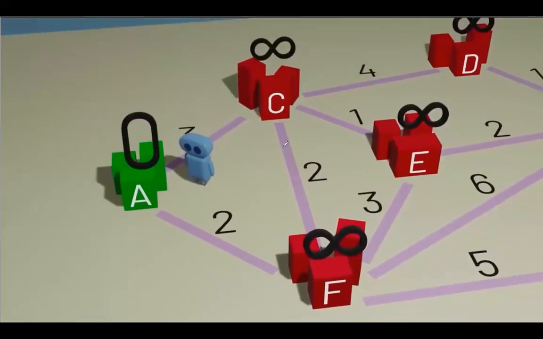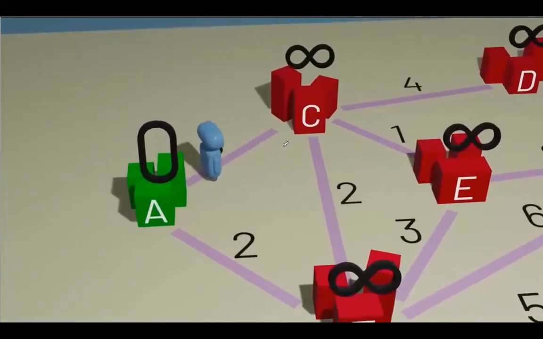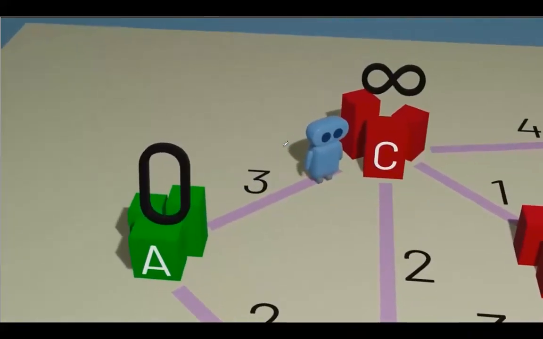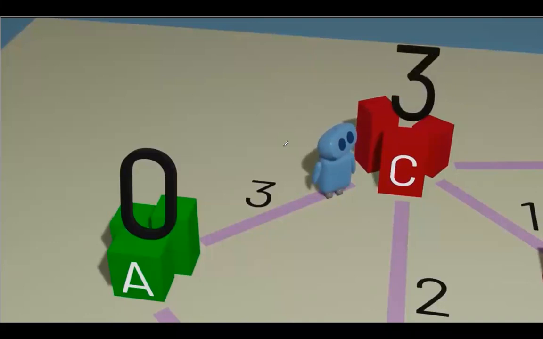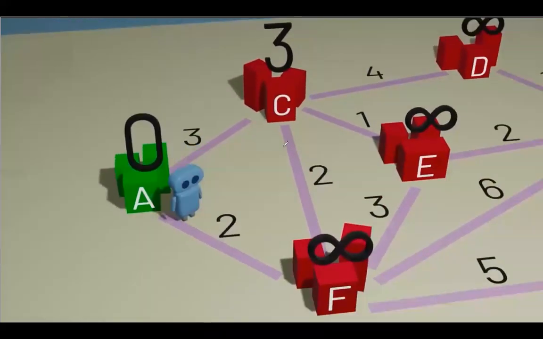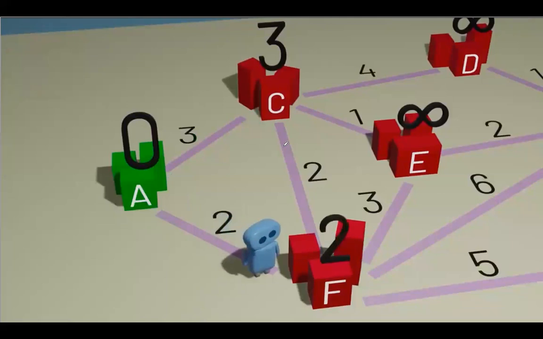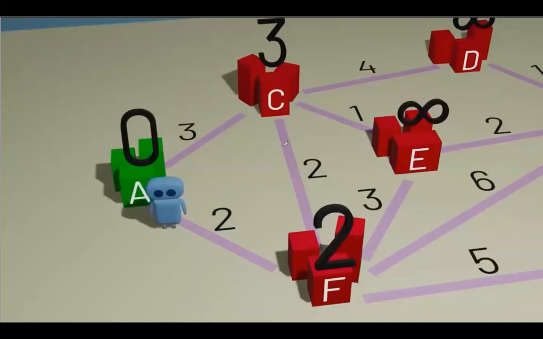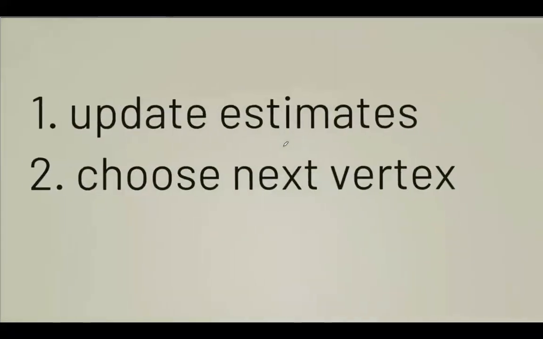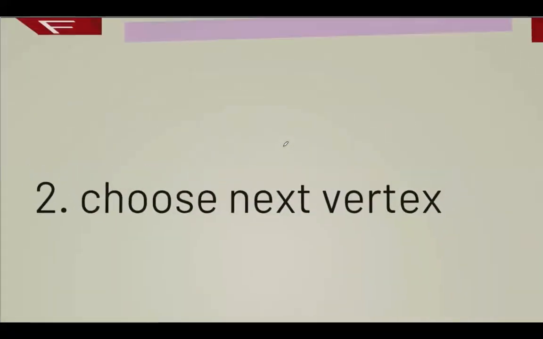We know we can get to town A in 0 minutes, and because we can get from town A to town C in 3 minutes, we know we can get to town C in 3 minutes. That's much better than our current estimate of infinity, so we'll update our estimate to be 3. And we can do something similar for town F. We can get there in 2 minutes, so we'll update our estimate. After we've considered all possible roads connected to town A, we're done with this step. And now the next step is choosing which town to explore next. And the rule is quite simple.